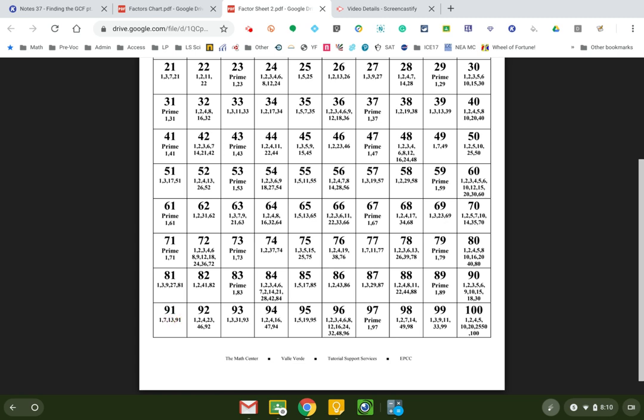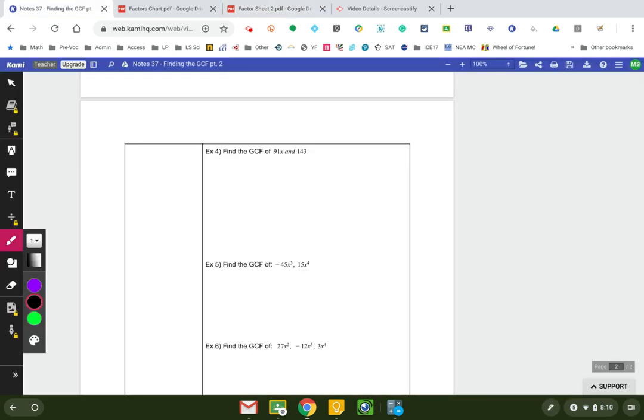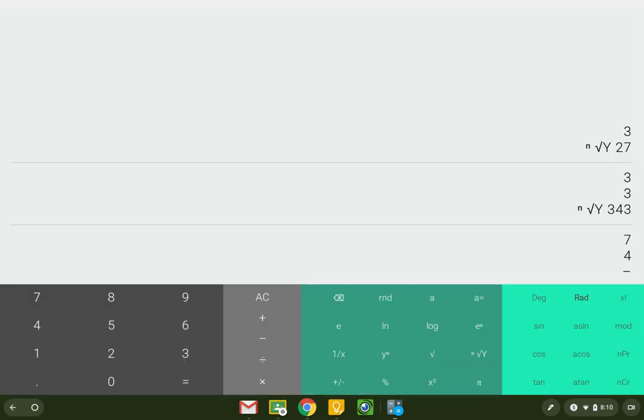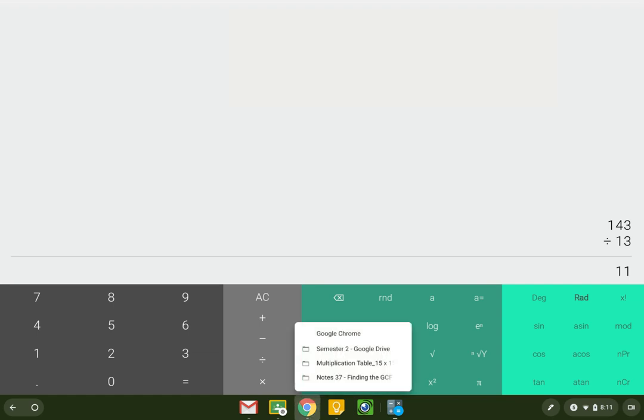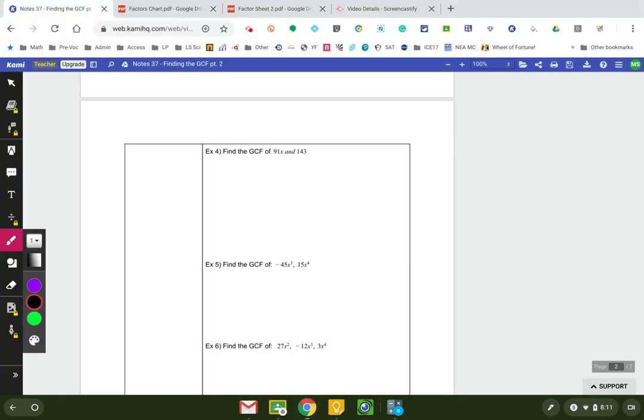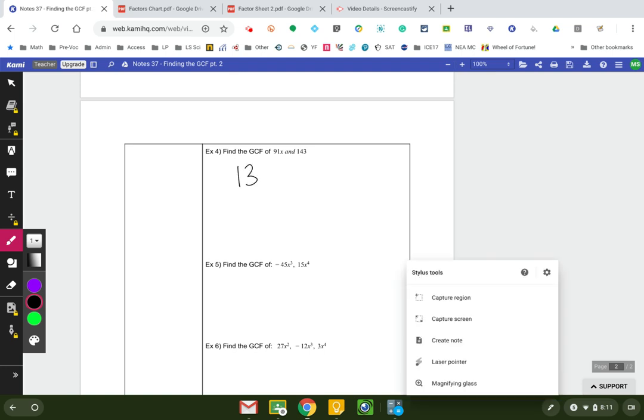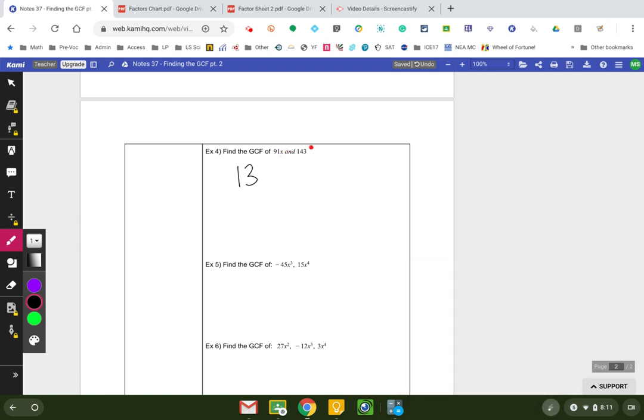So I know that 143 can't be divided by 91, but I'm going to try 13. So if I go to my calculator and I do 143 divided by 13, I get 11. So that works. So what that means is that my greatest common factor, the number, is 13. Okay. And then for variables, I have an x here and nothing here. So if there's not, it's just a number, no variable goes with your answer. So that means my answer is just 13.